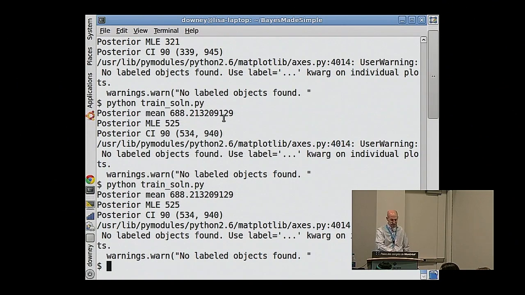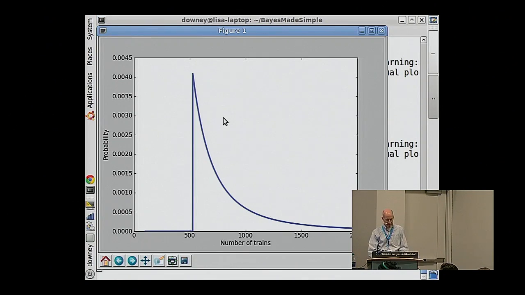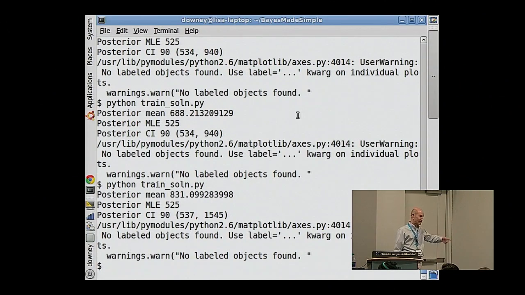So in the previous example, the posterior mean was about 688. This is after seeing 3 trains. If we run it again with a different prior, it goes up to 831. So this is a case where the posterior is very sensitive to the prior. And what that means is if you're working with a problem like that, you probably need to allocate more effort to trying to get as much background information as you can to get the best quality prior that you can.